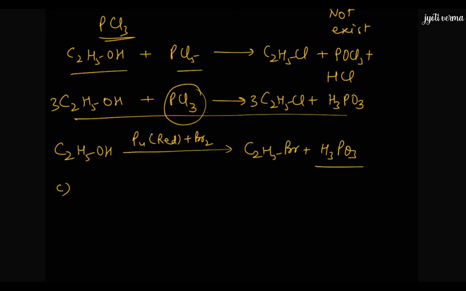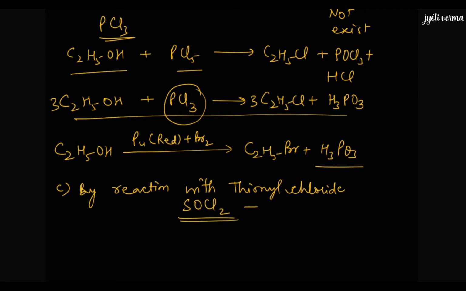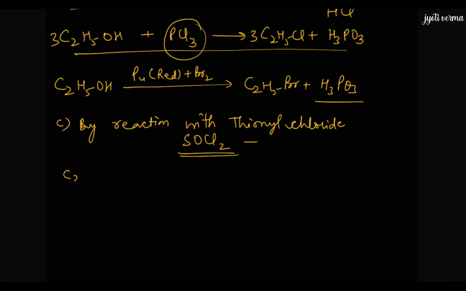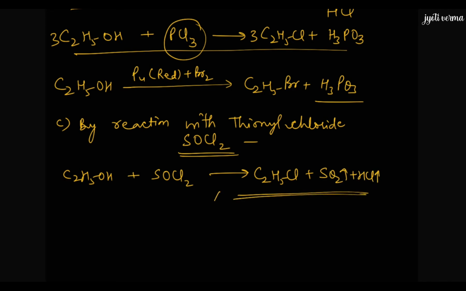Now there is another way also from alcohols itself. If we want to prepare chloroalkane, then there is a special method: by reaction with thionyl chloride. This is another method. Now what is this thionyl chloride? It is SOCl2. So say for example we have C2H5OH, and if we do its reaction with SOCl2, it will form C2H5Cl plus SO2 plus HCl.